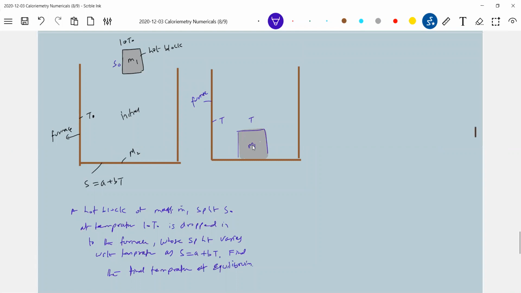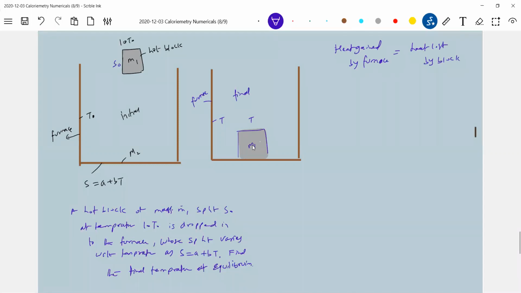Who will gain it? So I'll get into the idea like this. Heat gained by the furnace is equal to heat lost by the block, no?